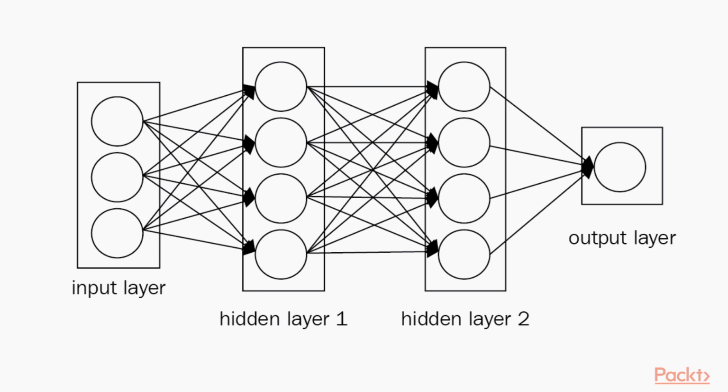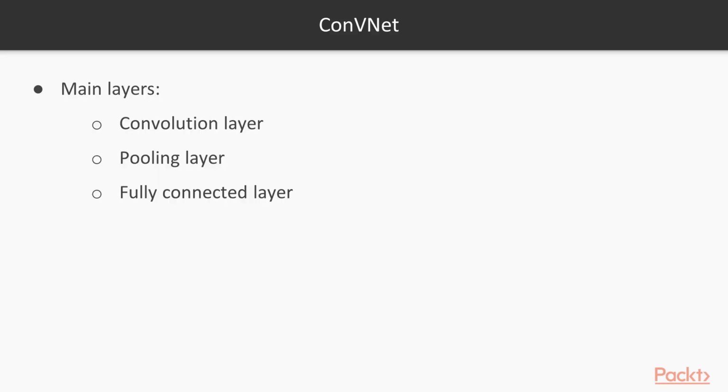The last fully connected layer, also called the output layer, contains class scores in the case of an image classification problem. Generally, there are 3 main layers in a simple convnet. They are the convolution layer, the pooling layer, and the fully connected layer.